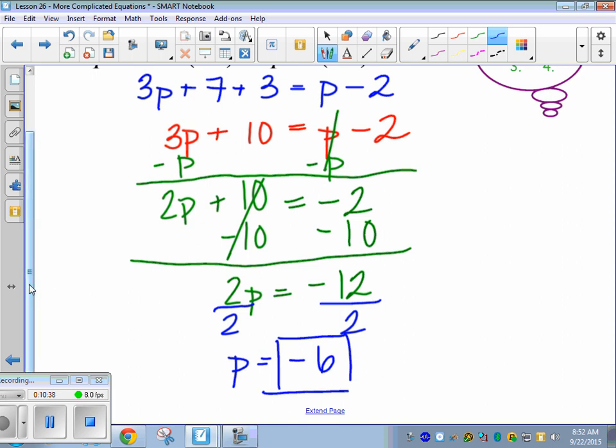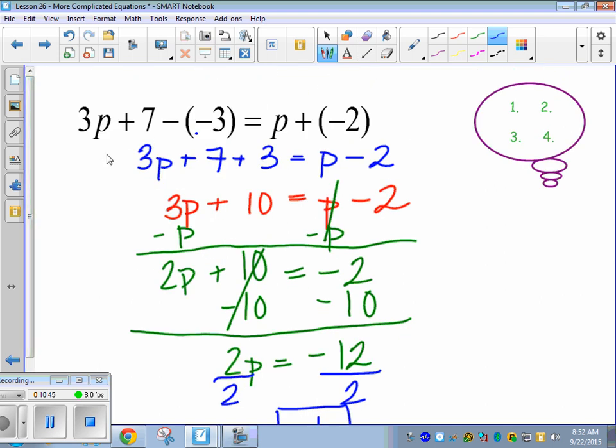And guys, if you ever wanted to go back and check these, like sometimes the book tells you to check them, you would plug in negative 6 for p into this original equation, and you should get that the sides equal each other.